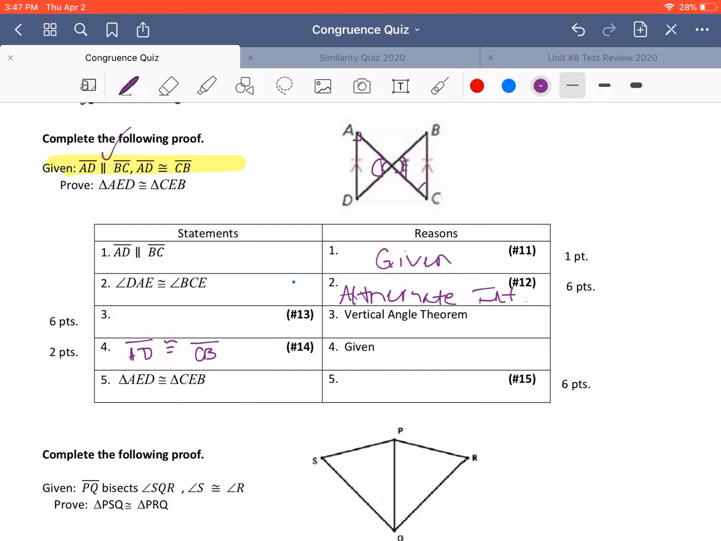Some people put just angle E is congruent to angle E. Remember we talked about the specificness of labeling those angles. Also, people did lose points because they put it in the wrong order. So angle AED is congruent to angle CEB. A lot of people wrote BEC and they lost a few points there. So we know now that we have a congruent angle, and then a side. It is not the included side, so it's angle side, not angle side angle.